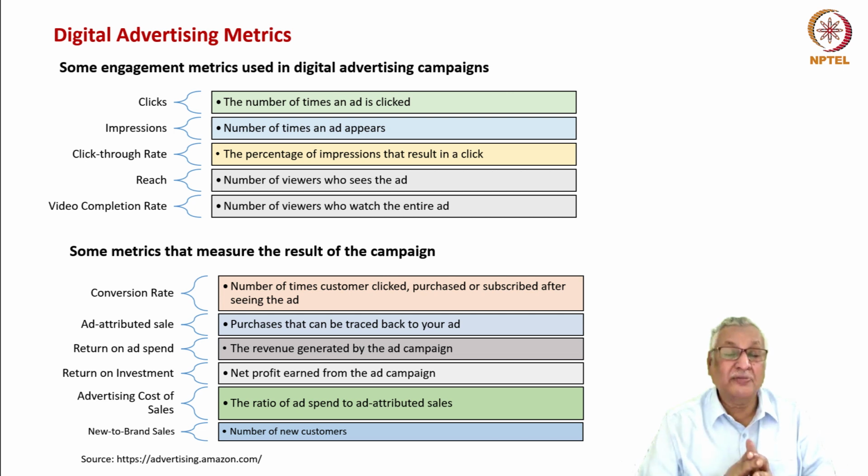So, the metrics of digital advertising are as important as the channel itself. When you want to understand the engagement, you should look at clicks, impressions, click through rate, reach, and video completion rate. That is whether you are willing to go through all the length of the video or you just stop viewing the video at some point of time.